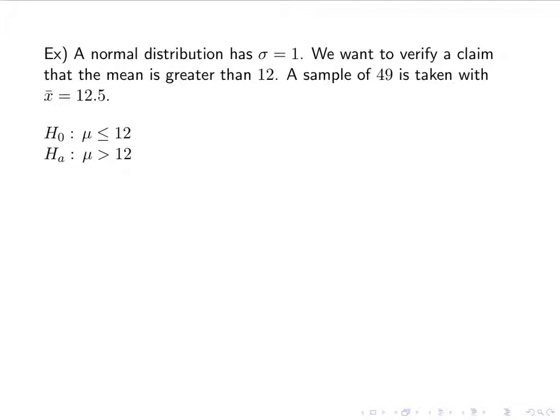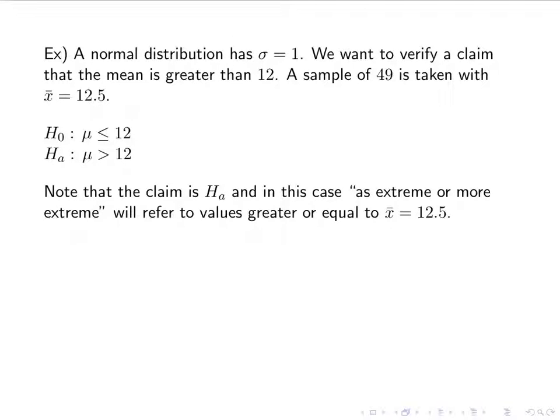So we look at our null hypothesis and our alternative hypothesis. We want to verify the claim that the mean is greater than 12. So greater than 12 has to be the alternative hypothesis because there's no equal sign. And then the opposite of that is less than or equal to 12, which must be the null hypothesis. So our p-value is the probability that x bar is greater than or equal to 12.5.